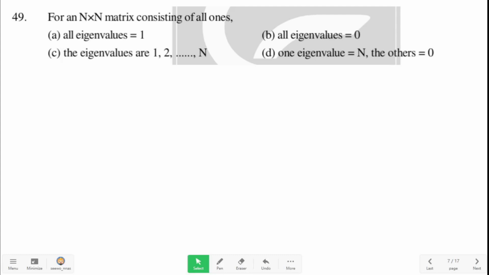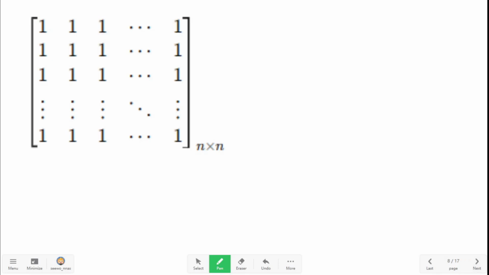In this question from JEST 2012, we have an n cross n matrix consisting of all ones. We have to identify the correct statement regarding its eigenvalues. So the matrix that we are given is a matrix like this. It is an n cross n matrix.